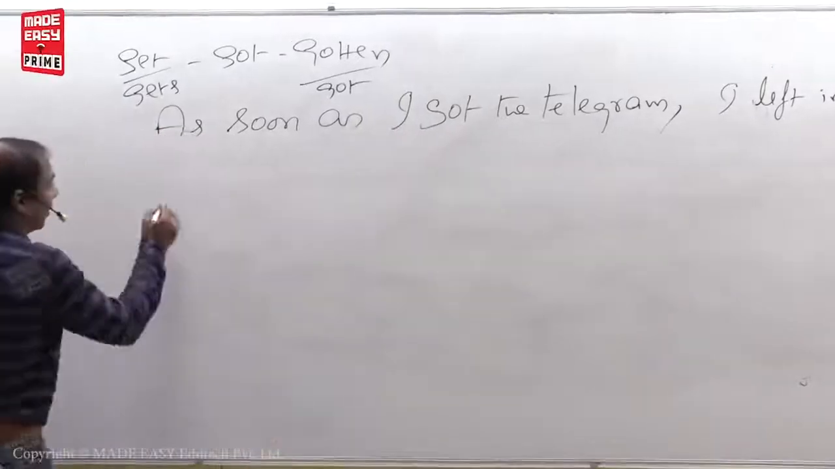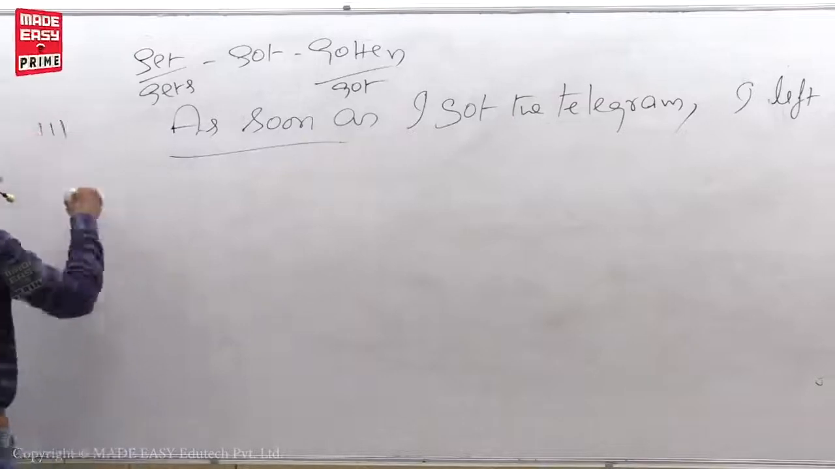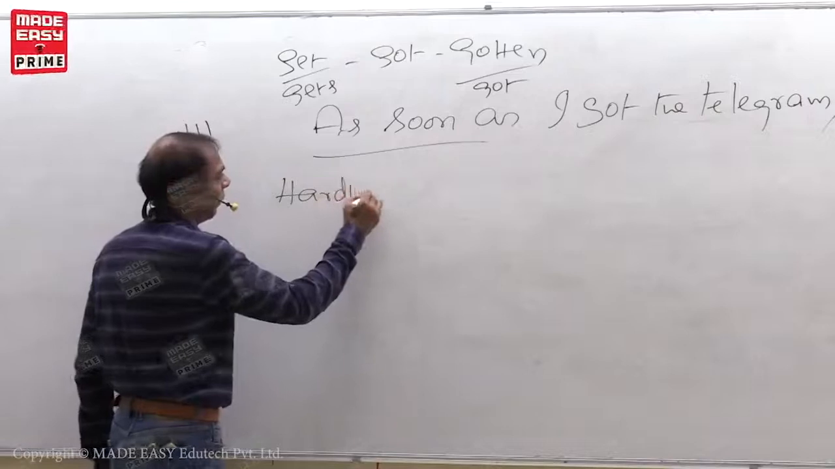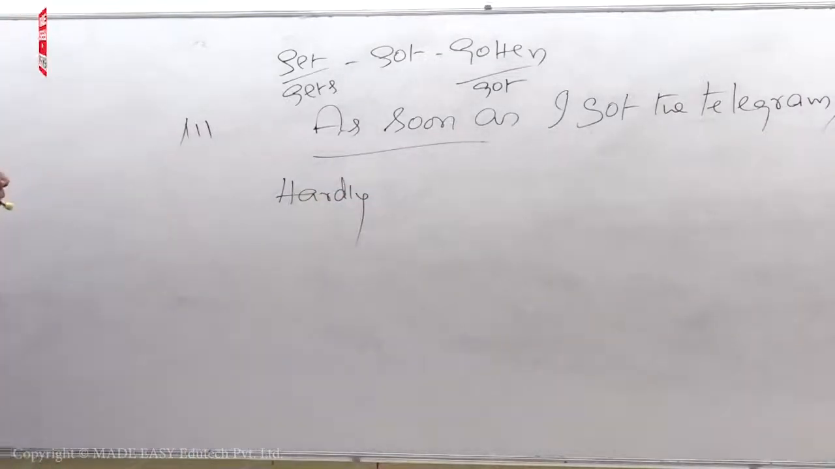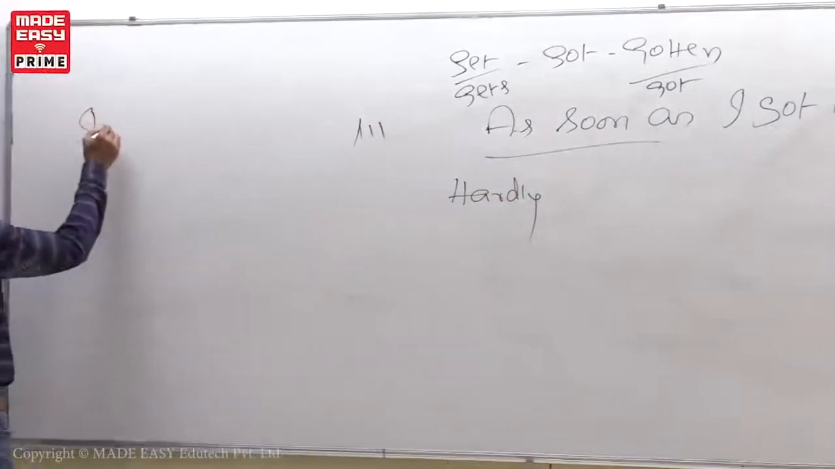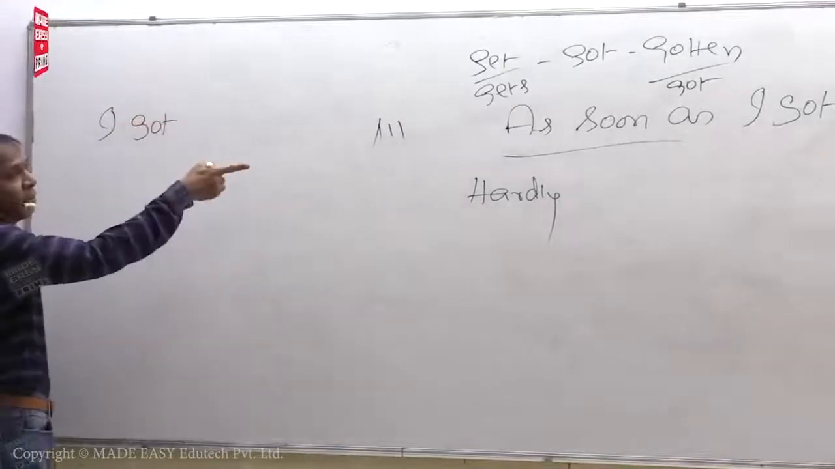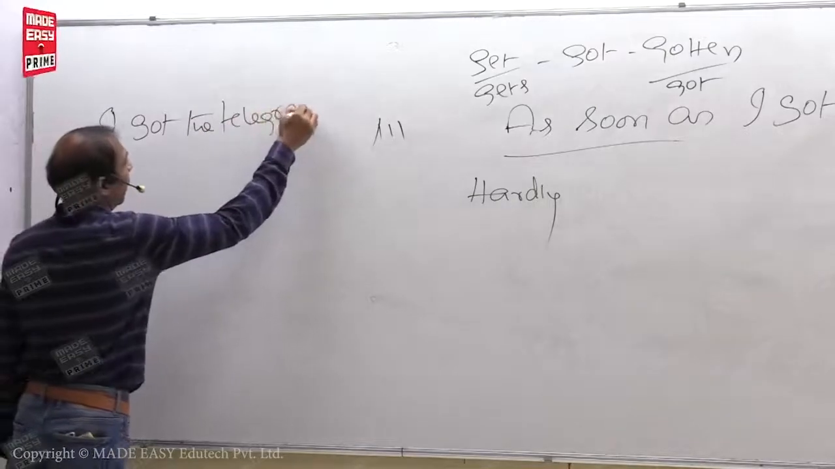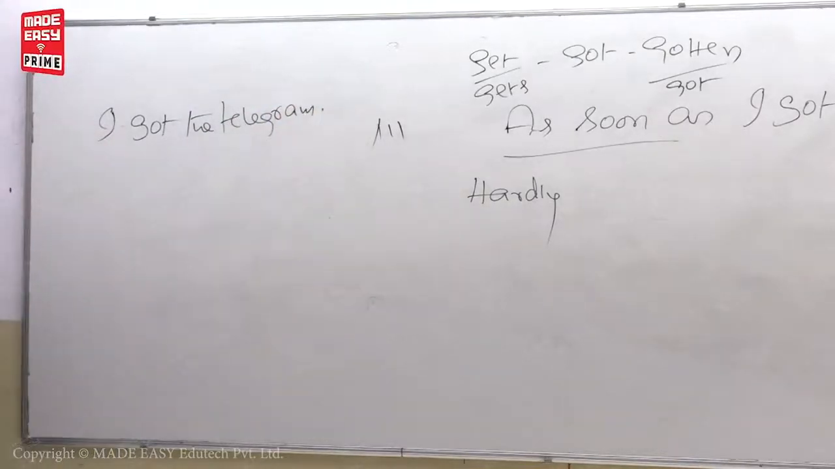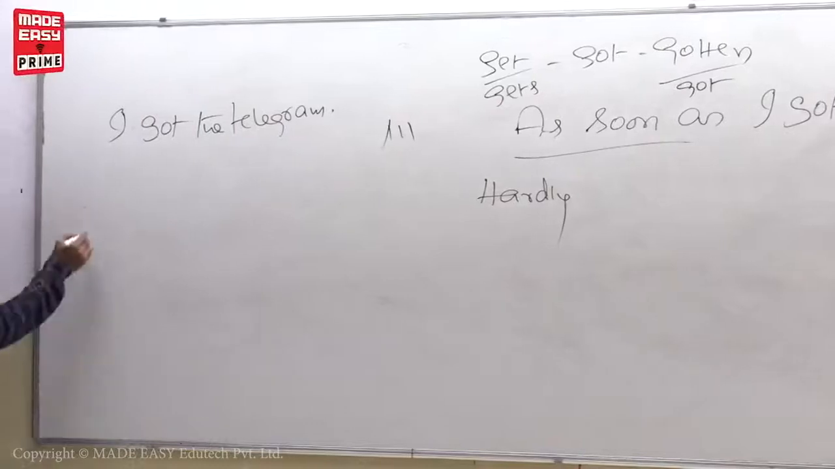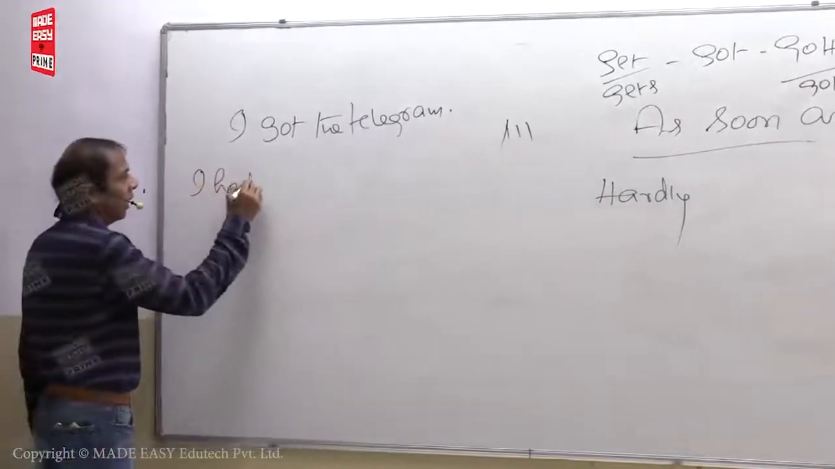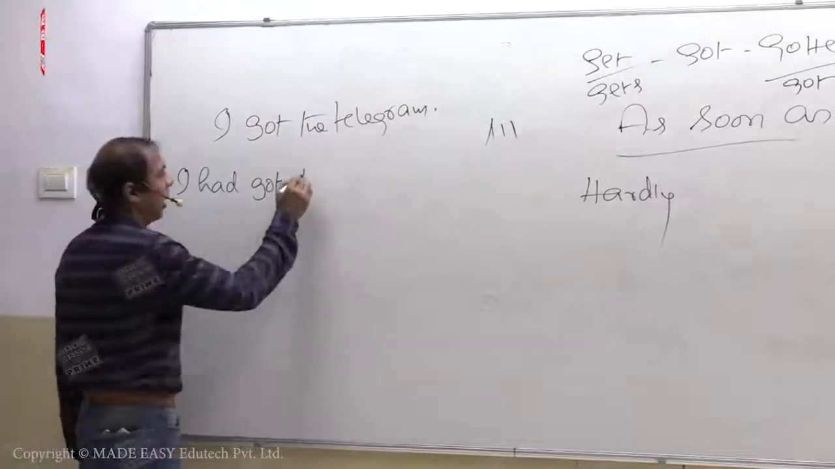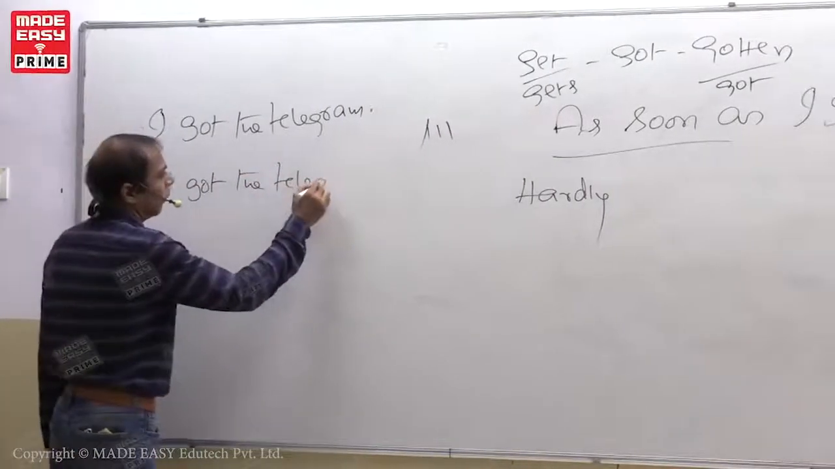Now see. First, put 1, 2, 3. Put hardly in the place of as soon as. Hardly. Rule number 1 done. What is the second sentence? Second rule. Take the as soon as part. I got the telegram. First, change into had plus V3. I had got. I had gotten. Both are correct. I had got the telegram.